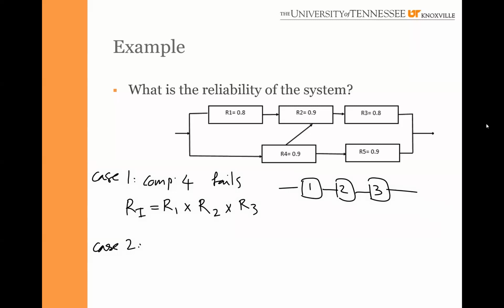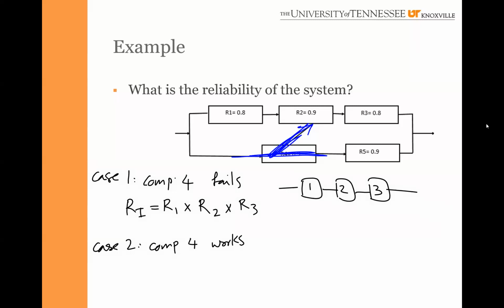I have to think about it, but let's see if we can figure it out. So if component 4 works, again, it's not about how it looks. It's about the path, so you have to be careful. I'm making this essentially non-existent. I'm erasing this, right? It works all the time. But now let's think about it. Does it matter if component 1 fails or works?